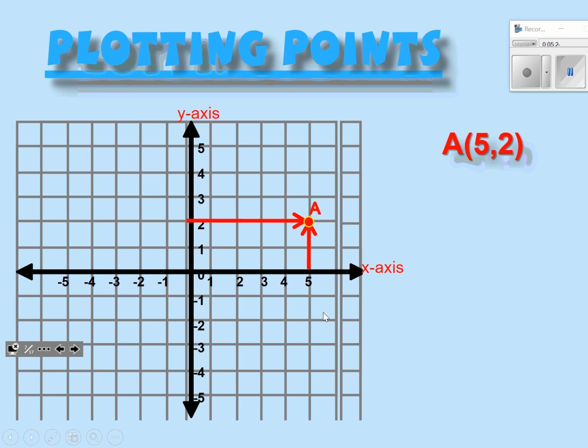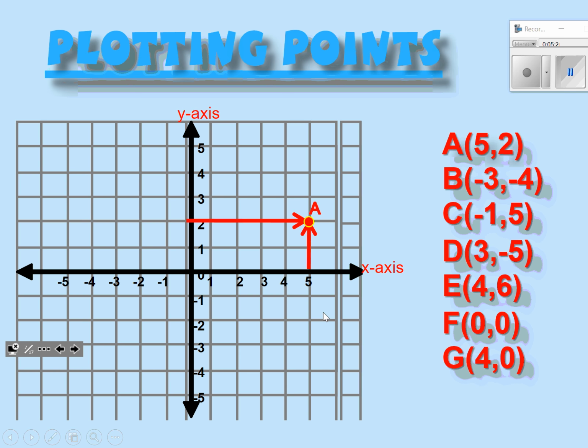So I want you guys to draw these points on the coordinate plane right now. Please press pause now.